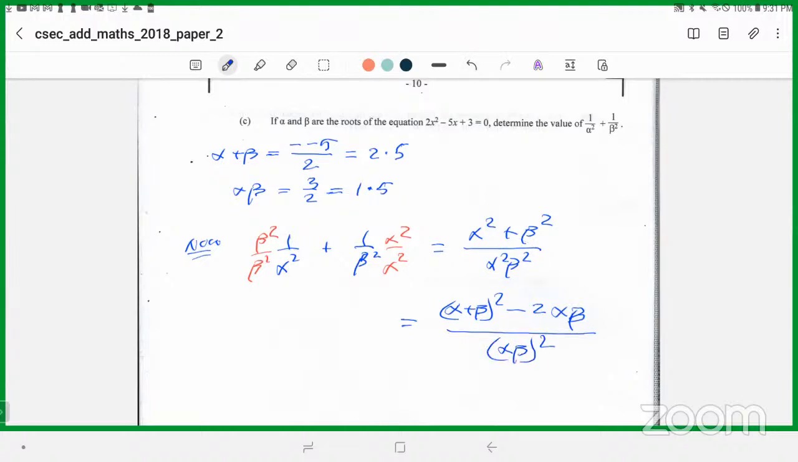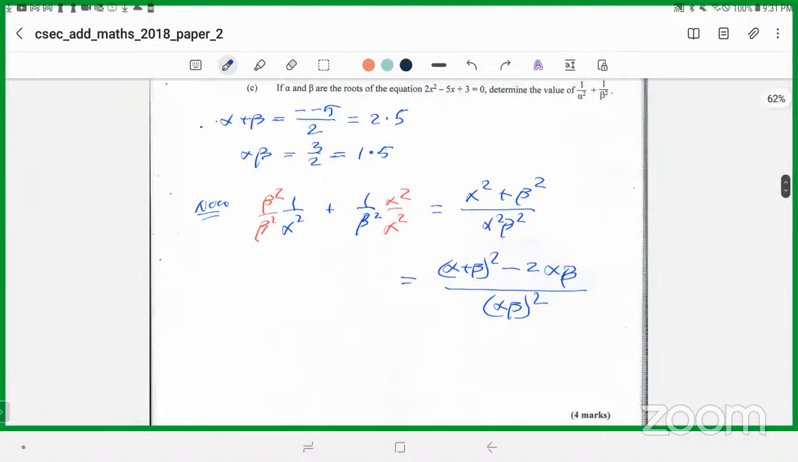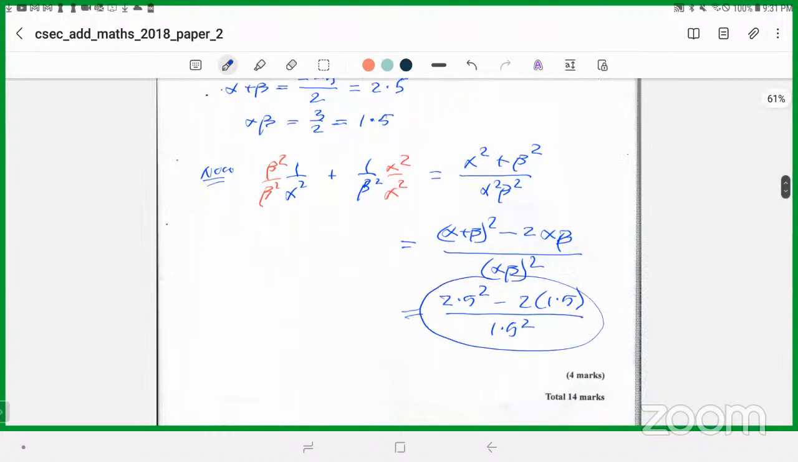And so I've written the expression in terms of the sum of the roots and the product of the roots. Now it's just a matter of dropping in the values. The sum is 2.5, so it becomes 2.5 squared minus, the product is 1.5, so we're subtracting 2 times 1.5, and we're dividing that by 1.5 squared. Put that in the calculator for me, please, and tell me what the answer is.